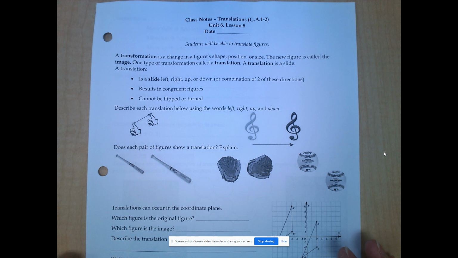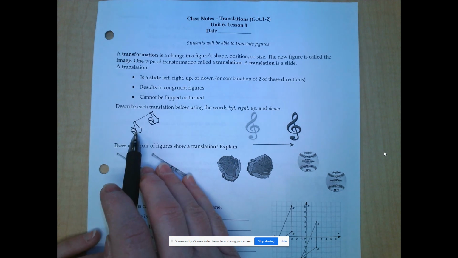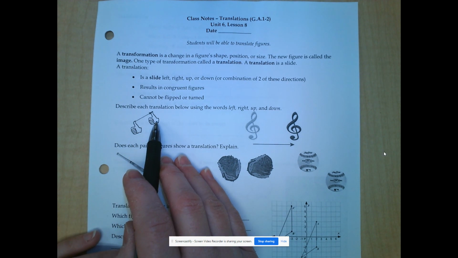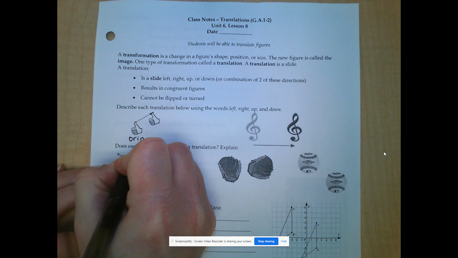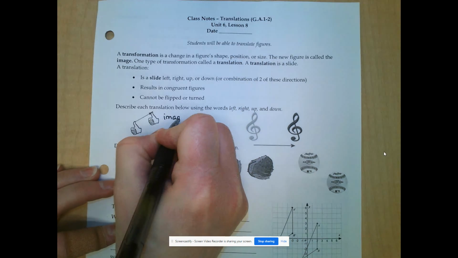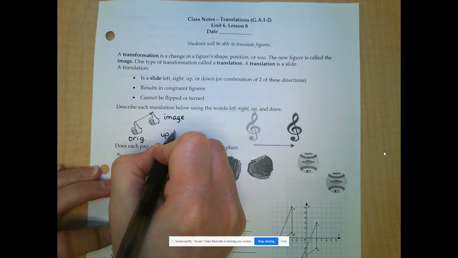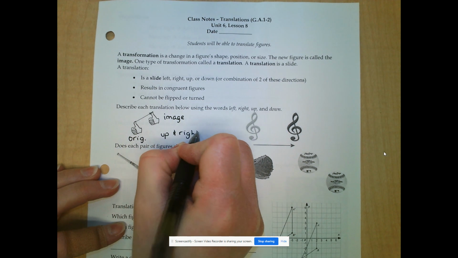So it's like if I had something on the table and I just slid it over to you, it would stay the same item, same size, same shape, facing the same direction. It would just change its location. So this thumbs up shifts up and to the right to become this thumbs up. That makes this one the original and this one the image. And I went up and to the right.